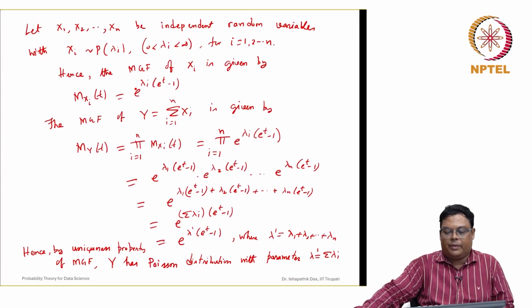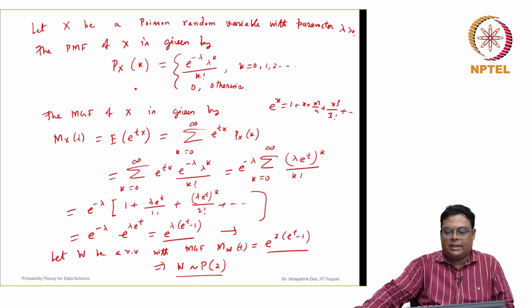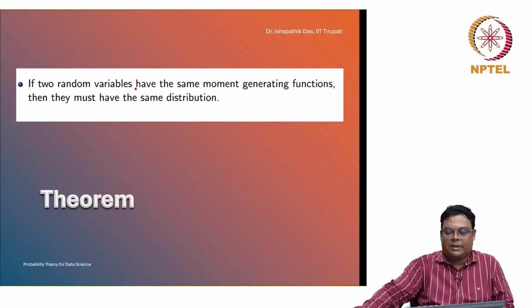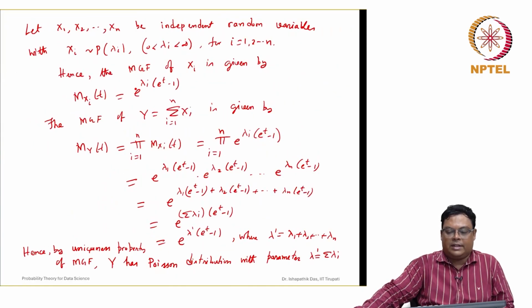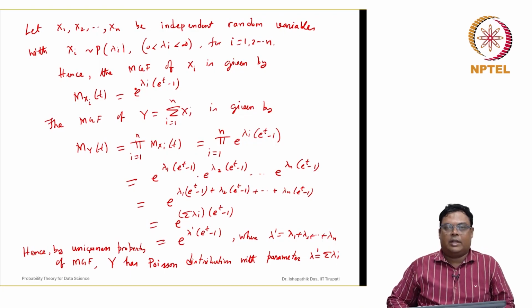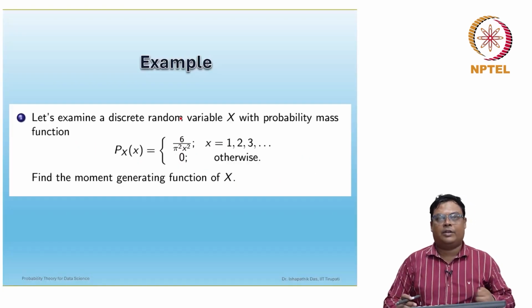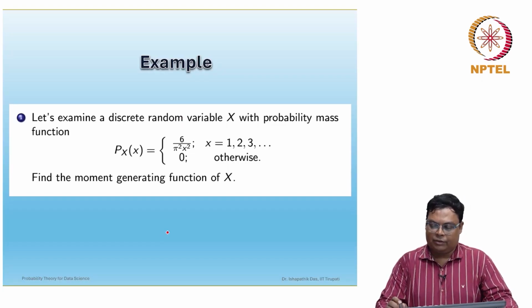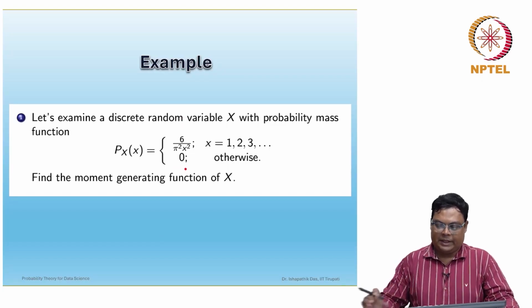First of all, what we found is that in all of these cases the moment generating function exists, but we discussed that the moment generating function may or may not exist. So let us discuss an example where the moment generating function may not exist. Let us consider this example, a discrete random variable X with the probability mass function given by this.